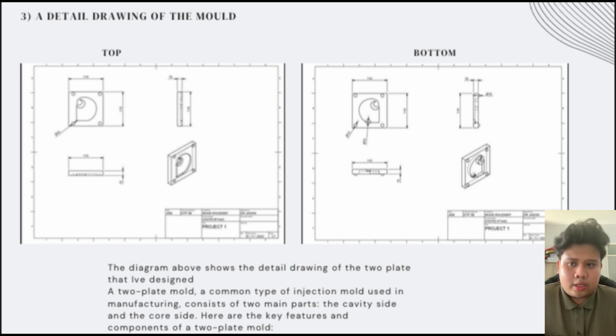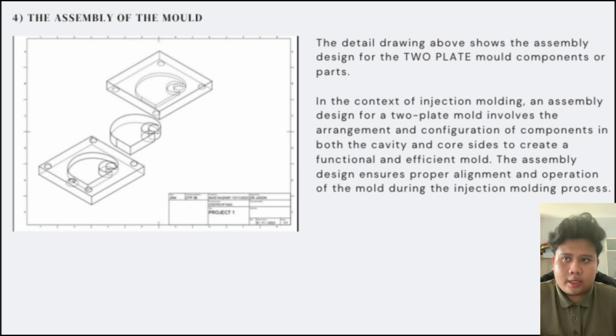The two-plate mold, a common type of injection mold used in manufacturing, consists of two main parts, the cavity side and the core side. Here are the key features and components. The assembly of the mold. The detailed drawing shows the assembly design for a two-plate mold component or part.